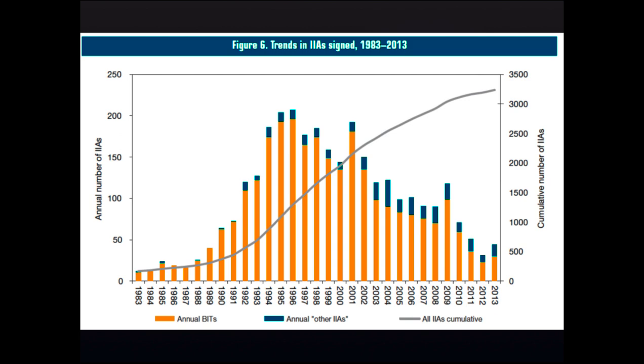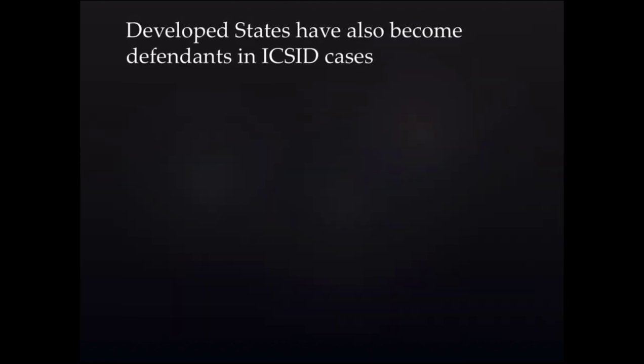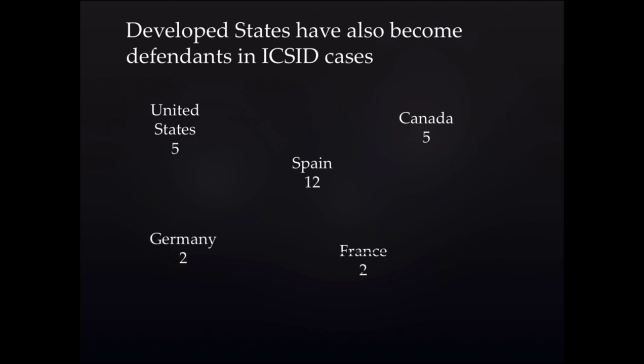And also you have the fact that developed states have also become defendants in exit cases. The United States has been a defendant at least in 5. Canada has been a defendant at least in 5. Spain in 12. Germany in 2. France in 2. So this has forced developed nations to revise their BITs, their bilateral investment treaties.